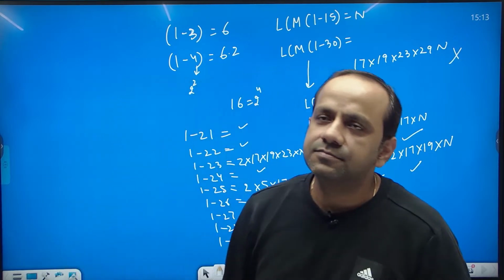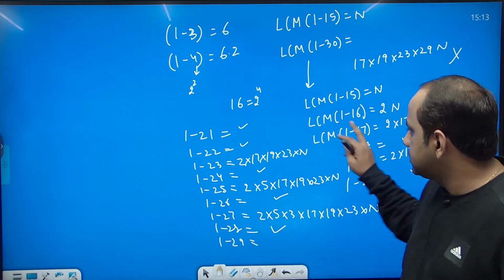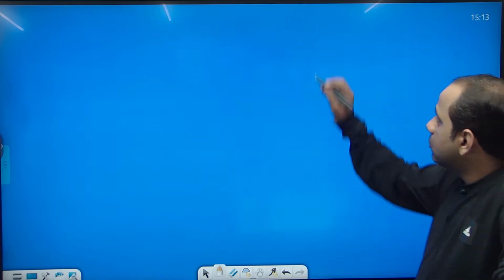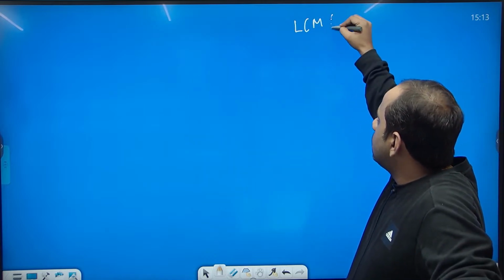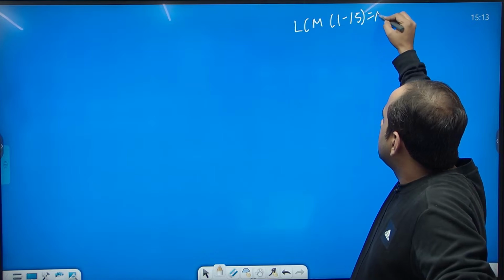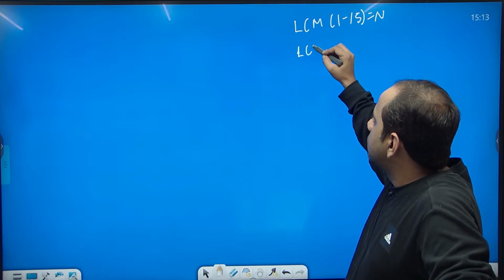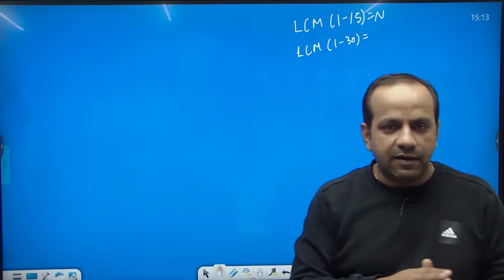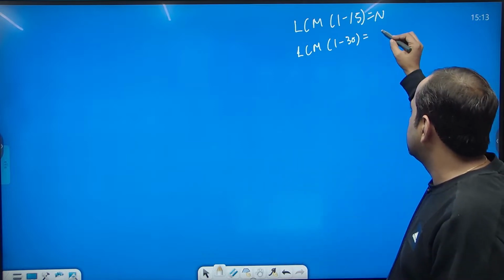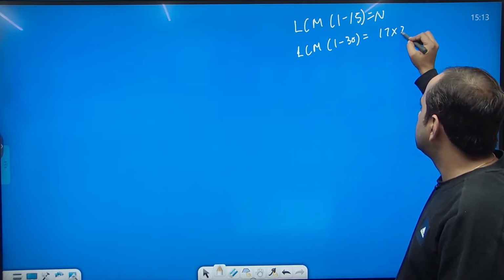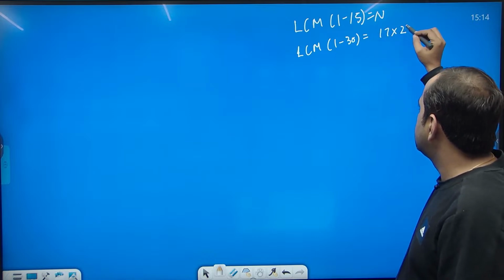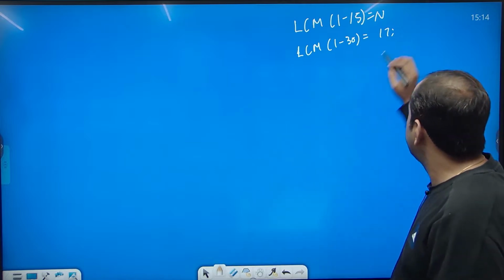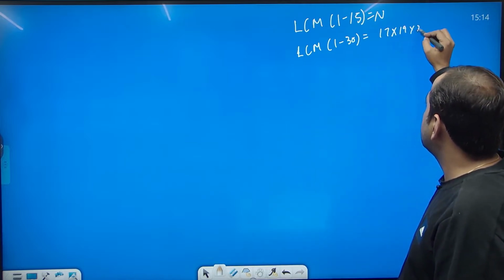Any doubt in this? Look, there is also a shortcut for this, but I just want to explain this concept. So what is the shortcut? The question was LCM of 1 to 15 is n, and I need to write down LCM of numbers from 1 to 30. So basically what we have to do, we have to multiply with all the primes. This much is clear, right? 17, 19, then 23 and 29.